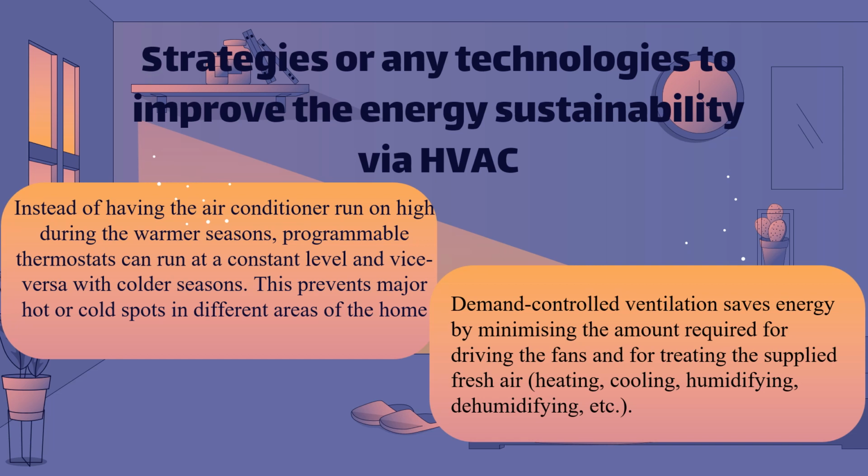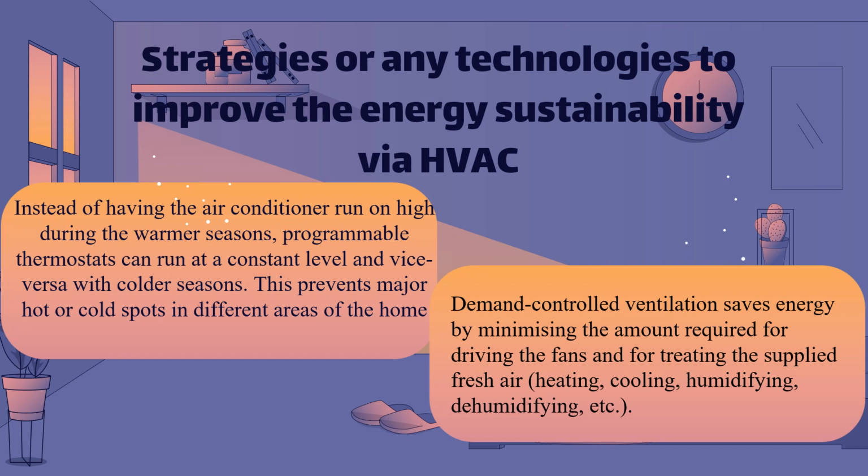Next are the strategies or technologies to improve energy sustainability via heating, ventilation and air conditioning. Instead of having the air conditioner run on high during the warmer season, the programmable thermostat can run at a constant level, and vice versa with the colder season. This prevents major hot and cold spots in different areas of the home.